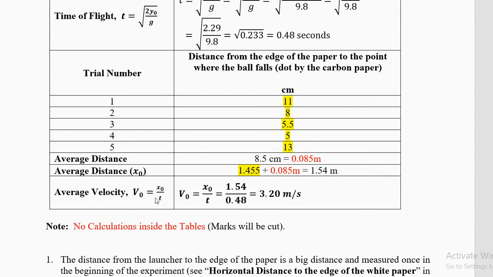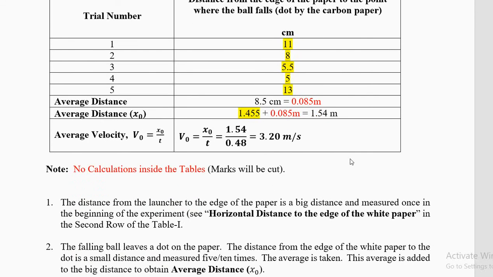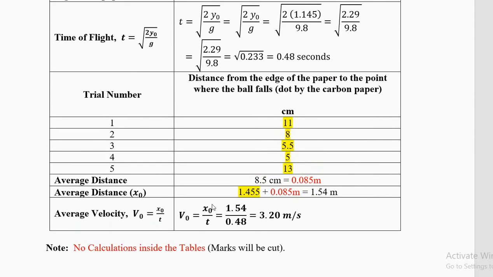Then the average velocity is x naught by t. This is your x naught is 1.54 divided by t is 0.48. You'll get 3.20 meters per second. No calculations in the table. I told you, do it outside here. Even this calculation you should not do, just write 3.20. I know the formula, I will directly check 3.2. If I have any doubt, I'll do it in my calculator.